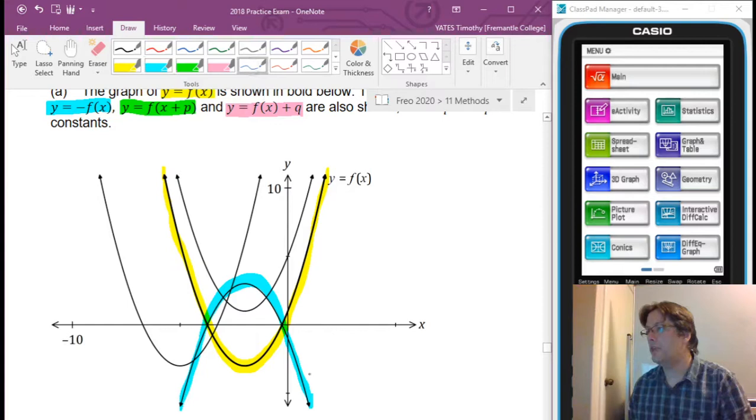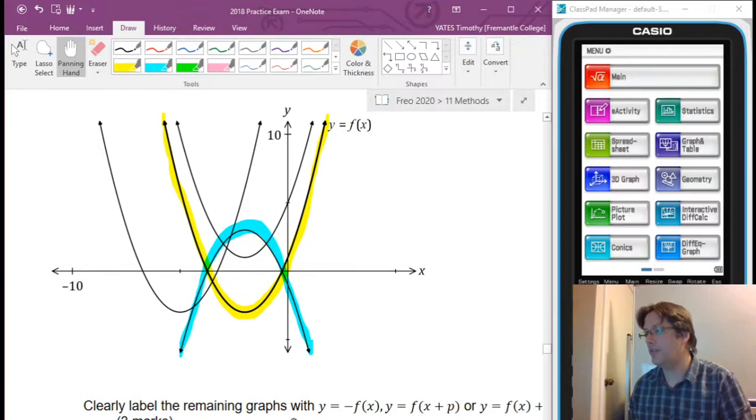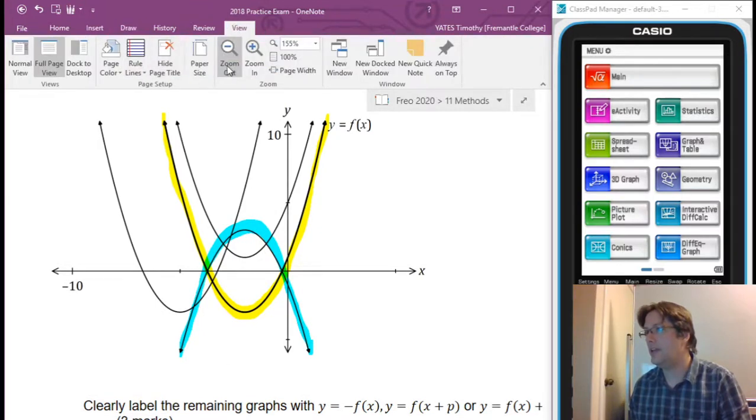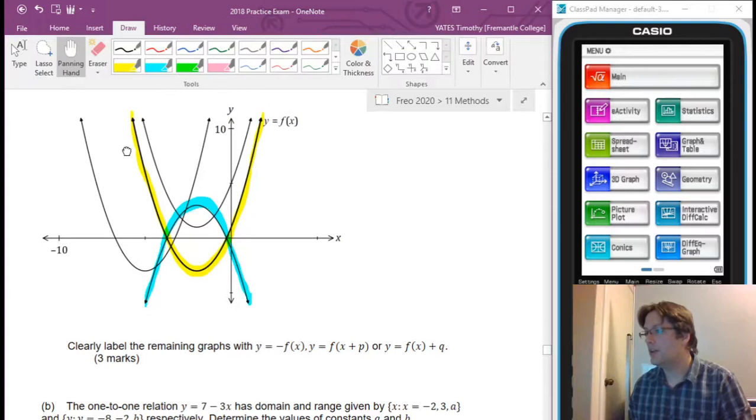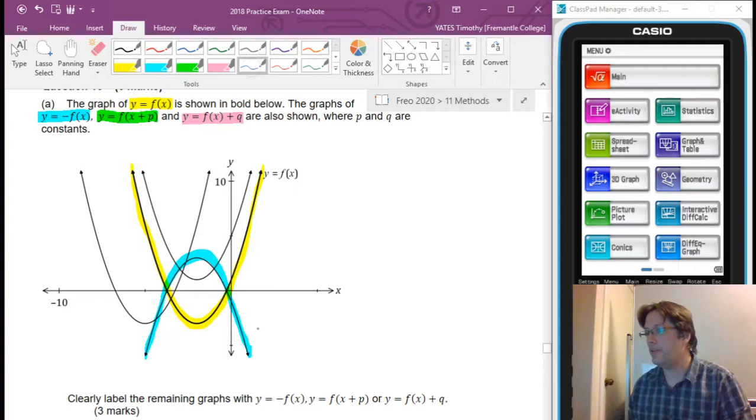And on your exam, basically what we've got to do for our points is clearly label the remaining graphs with the correct equations. So there I've got negative f of x, so I just say y equals negative f of x. When we add inside the brackets, we are shifting to the left. So this one here would be our other one, y equals f of x plus p, inside brackets.